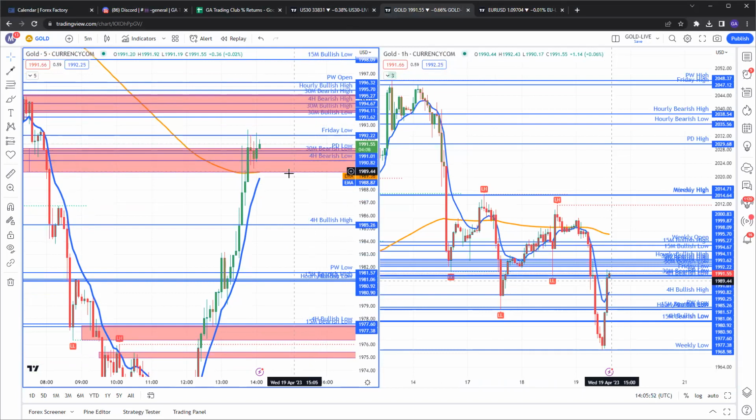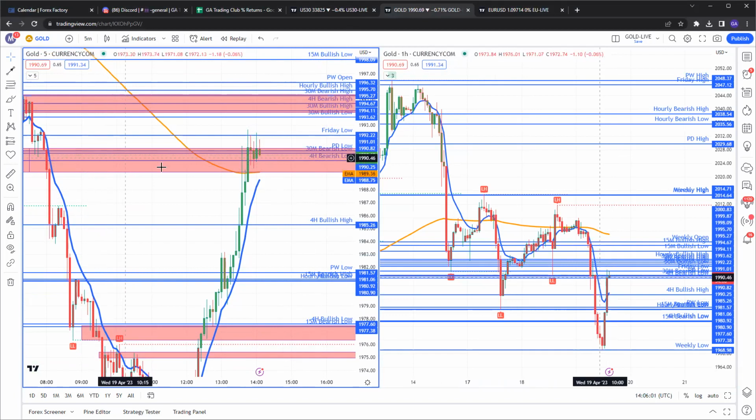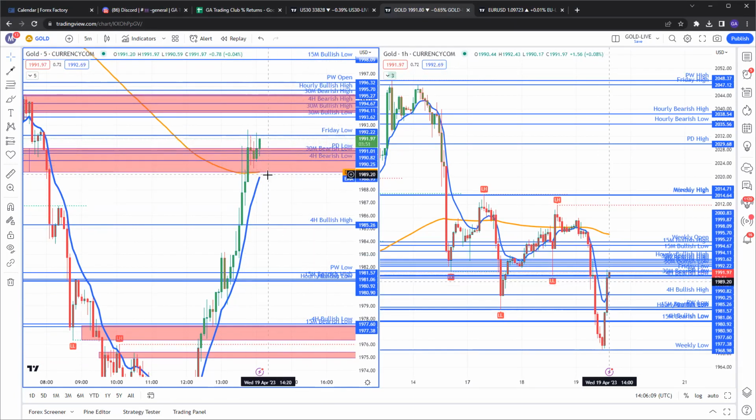We have a 4-hour bearish low. We have a 30-minute bearish low right here, and we also have this supply zone. So the only thing with gold right here, I really don't want to see these bearish lows and whatnot. So this golden cross can definitely form.